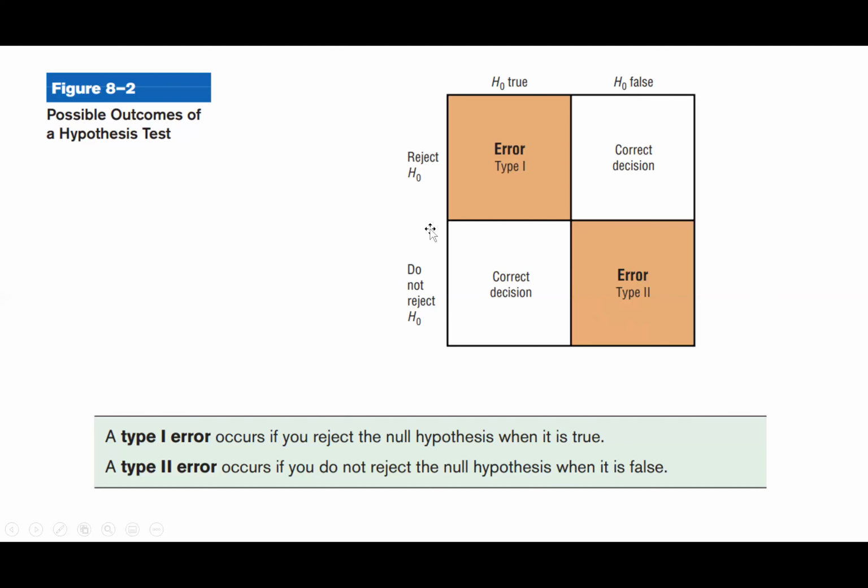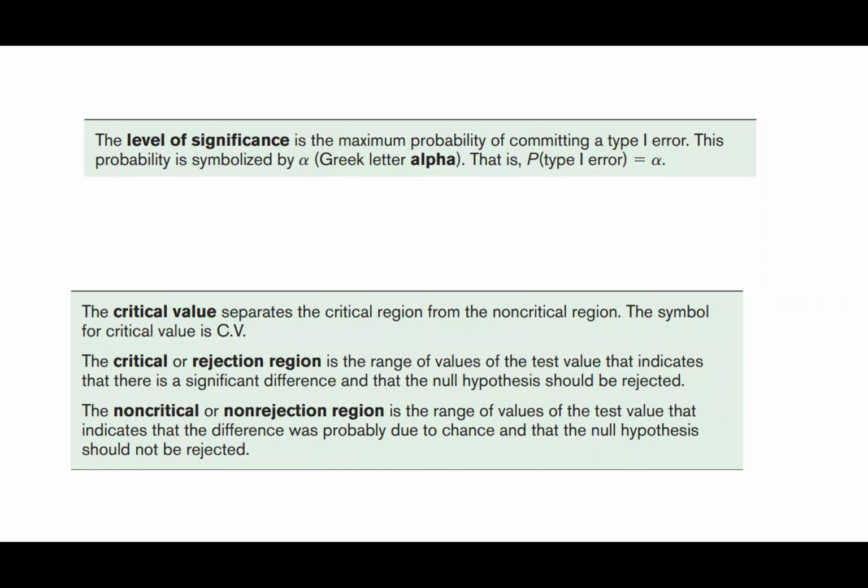So type 1 error is the falsely rejecting of the null hypothesis, and type 2 in short form is the falsely accepting of the null hypothesis. So a type 1 error occurs if you reject the null hypothesis when it is true, and a type 2 error occurs if you do not reject the null hypothesis when it is false. The level of significance is the maximum probability of committing a type 1 error. This probability is symbolized by the Greek letter alpha.